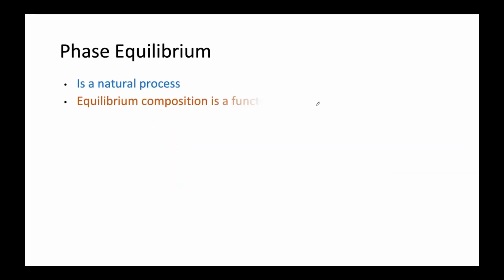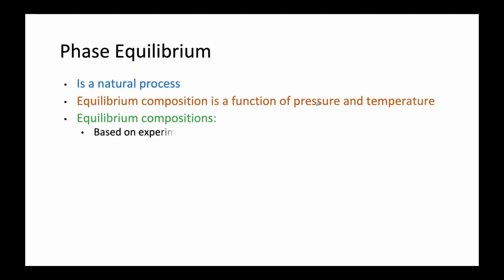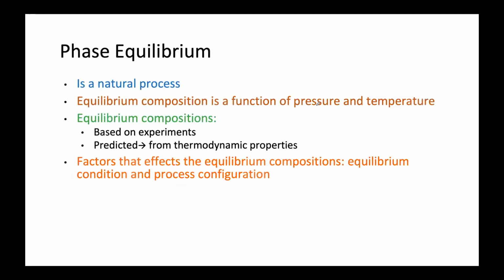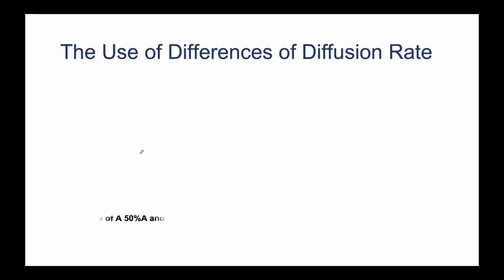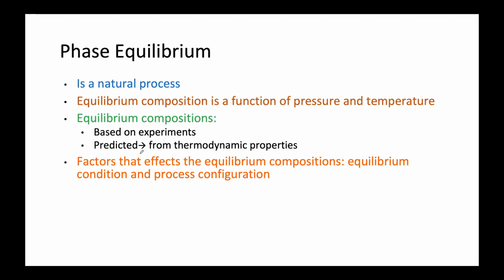Okay, so to sum up, phase equilibrium is a natural process, and the equilibrium composition is a function of pressure and temperature. So we're going to learn that tomorrow. And then it is based on experiments, and we're going to learn that tomorrow too. Okay, I think the time is also up, and tomorrow we're going to start from this slide, and I'm going to tell you more about equilibrium, vapor-liquid equilibrium.